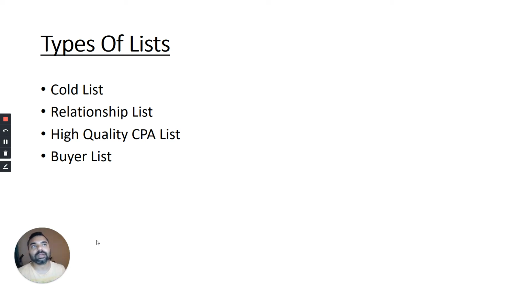And logically speaking, all these lists you will email with a very different angle. A cold list, you're looking to build a relationship. A relationship list, they already know who you are, so you'll email them differently. So keep that in mind, and do maintain this as much as possible, as early on as possible. This will really make a big difference to your business.